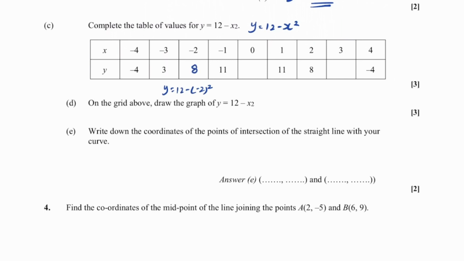So just put in 0. y is equal to 12 minus 0 squared. That should be 12. 11, 8, 3, this one should be 3. If you really look at it, it's symmetrical, right? 3, 8, 11, 12, 11, 8, 3, negative 4. Okay. So on the grid above, draw the graph y is equal to 12 minus x squared.